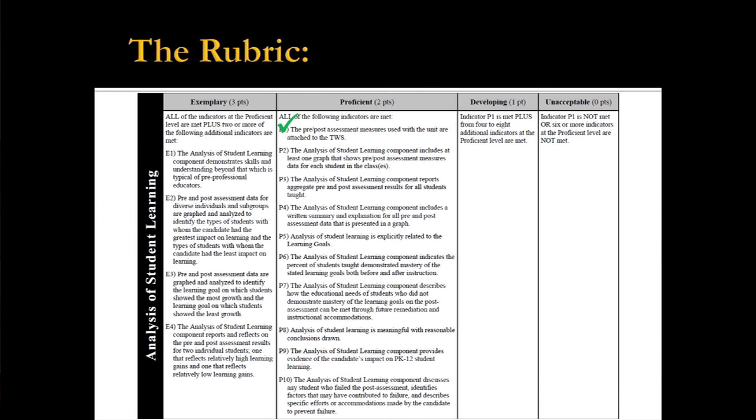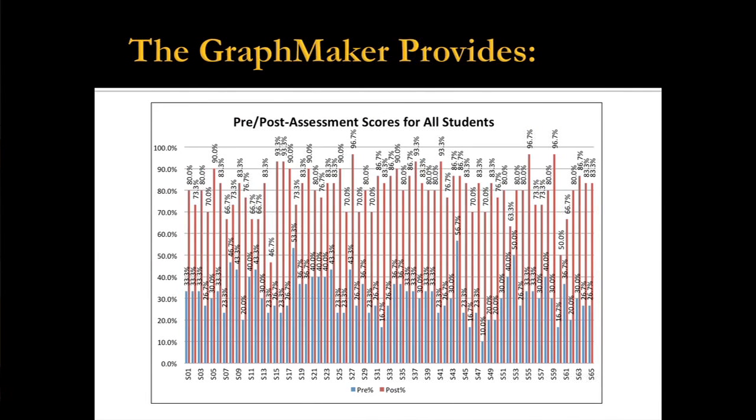But the best way to talk to you about what you've got to do in this is to go through the rubric and show you the indicators. So I have to attach my pre and post assessment, no problem there. What about this one? I have to give at least one graph that shows the pre and post for each individual student. Easily done. The graph maker gives you this.